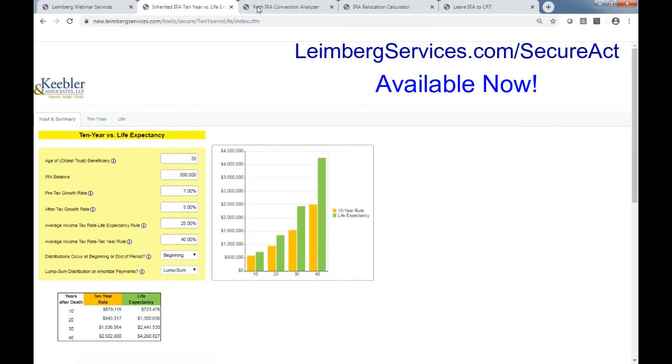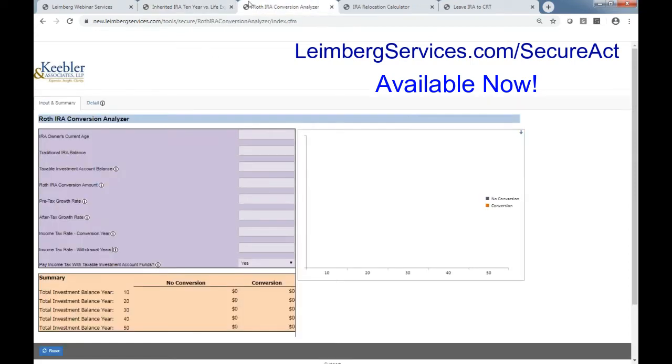Now, a major question we're all going to encounter is whether or not we should convert over to a Roth IRA. Now, part of the tough thing about developing a program is you have to make it simple enough for everyone to use and everyone understand it, but yet have enough substance to it so it gives you a good result.